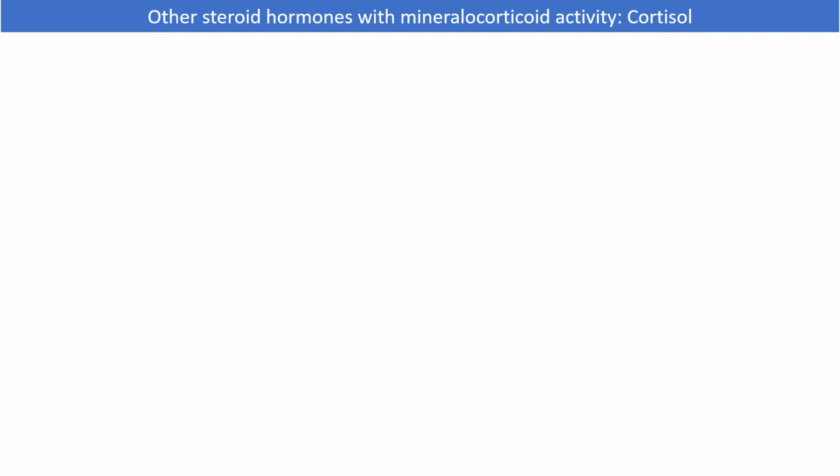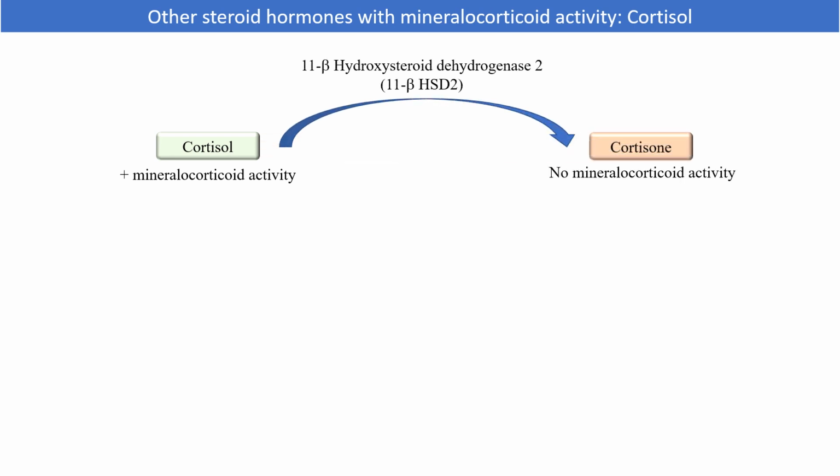There are steroid hormones other than aldosterone that have mineralocorticoid activity. Cortisol is a glucocorticoid steroid hormone that can exert mineralocorticoid activity similar to aldosterone upon binding to mineralocorticoid receptors. Cortisol can be inactivated to cortisone by the enzyme 11-beta-hydroxysteroid dehydrogenase 2. Loss of function mutation of this enzyme can lead to accumulation of cortisol, thus increased mineralocorticoid activity.